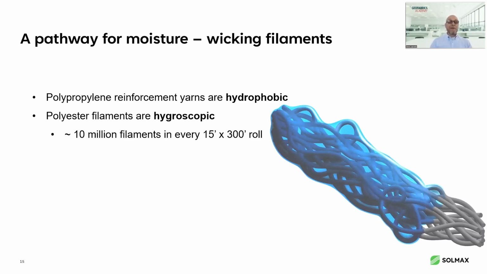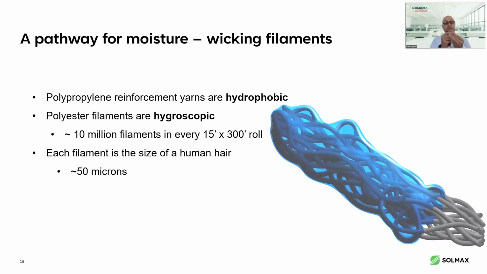Each roll is woven so that there are in excess of 10 million of these filaments in every, I apologize for the North American vernacular here, in every 4.6 meter by 91 meter roll. And each filament is in fact the size of a human hair. So what that means now is that they're very small, they're very closely knitted together, which means they have a lot of affinity for capillarity.